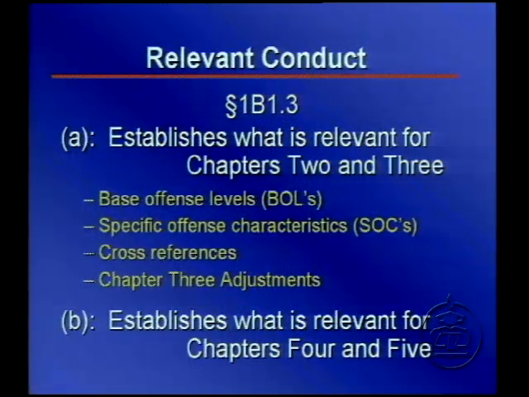Sure, Rachel. The first thing that the court is going to have to look at is to make a determination of which acts committed either by the defendant or some other co-conspirators potentially are relevant to the actual case that's in front of the court. 1B1.3 is divided into two subsections, 1B1.3A and 1B1.3B. We're going to focus mostly on 1B1.3A today, and what A does is establish what is relevant for Chapter 2 and Chapter 3. You're going to be looking to the base offense levels at Chapter 2, the specific offense characteristics at Chapter 2, any cross-references in some of the guidelines, and also the Chapter 3 adjustments.